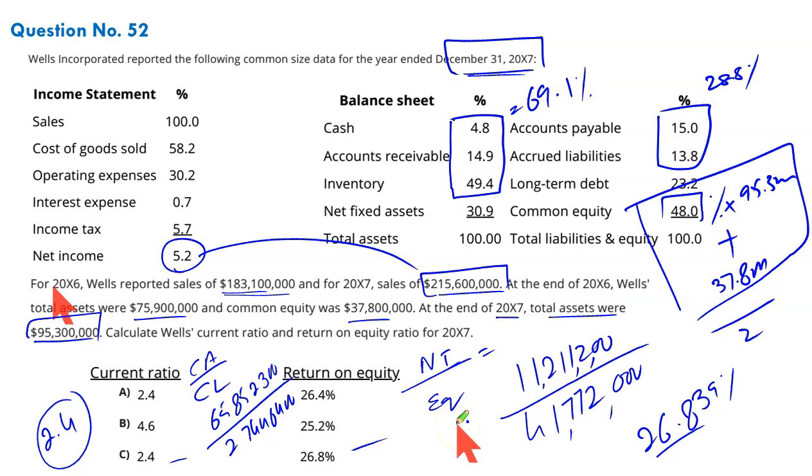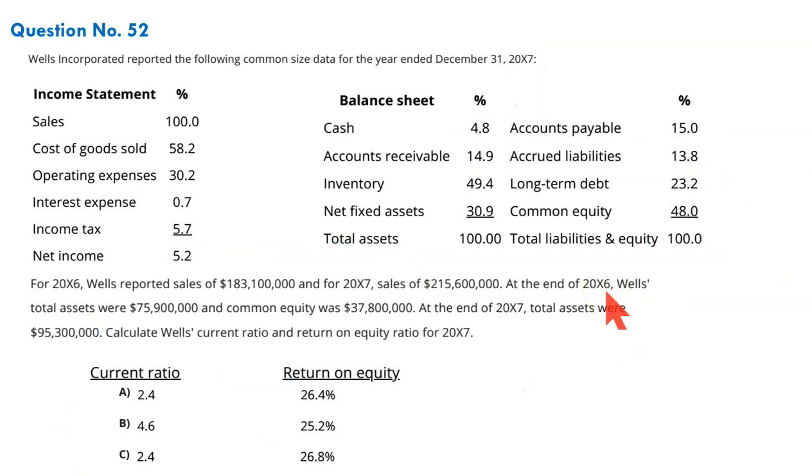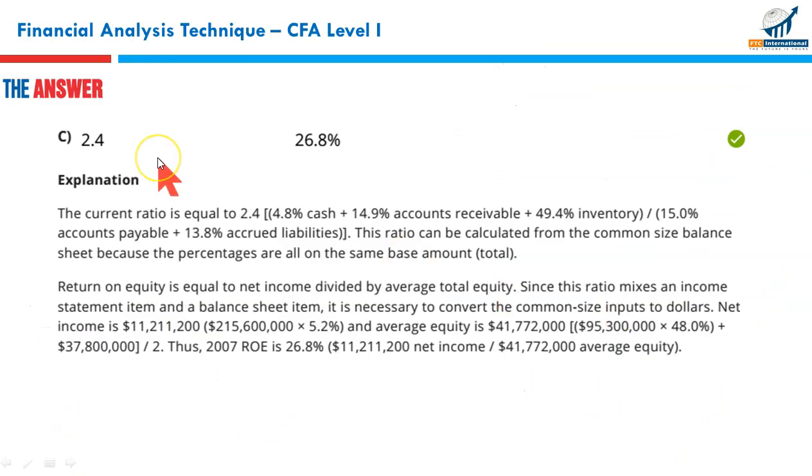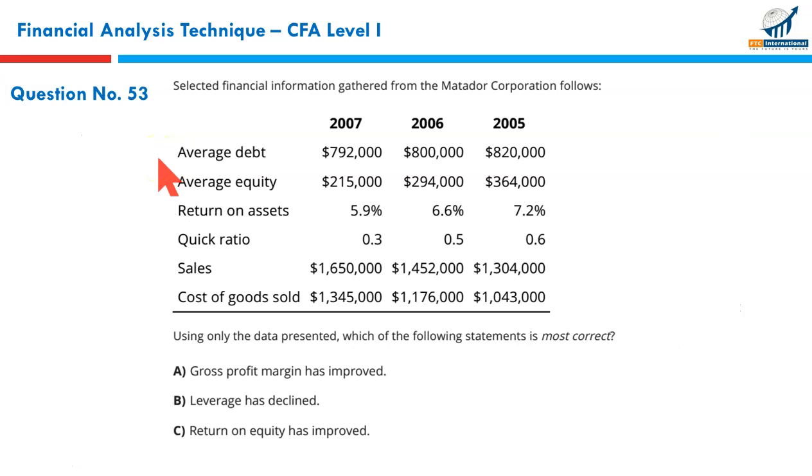If you have analyzed the information carefully, extracted information and plugged in the right formula, you will surely get the right answer. So that makes C the correct option: 2.4 and 26.8. Next.